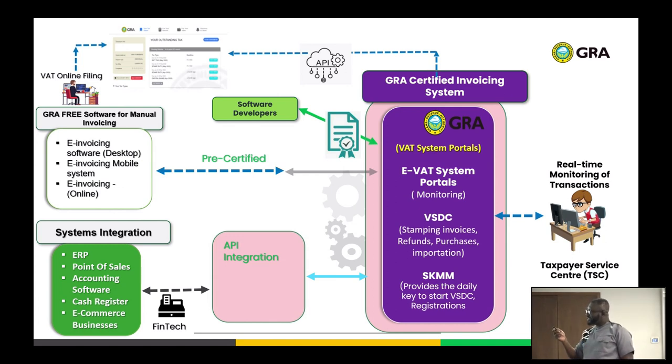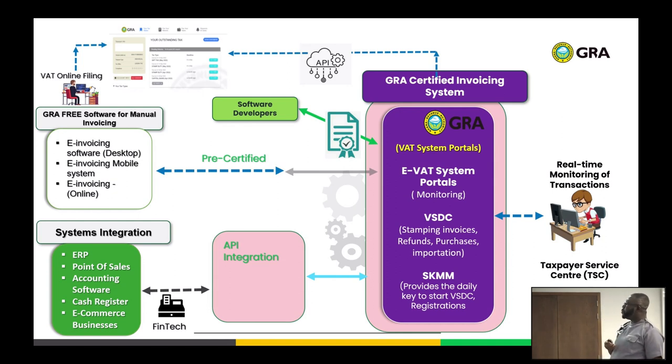So for those taxpayers that already have systems, what GRA does is connect the taxpayer system to the invoicing system of the Commissioner General through what we call the API, Application Programming Interface. This whole thing is done between the GRA technical team and the taxpayer, such that after the integration is done, or after the API connection is done, GRA is now able to authenticate and validate invoices that are used by taxpayers.